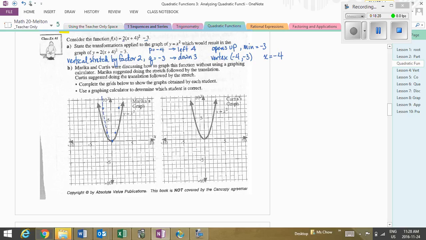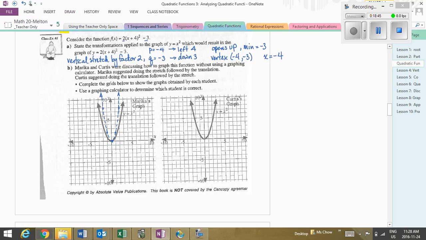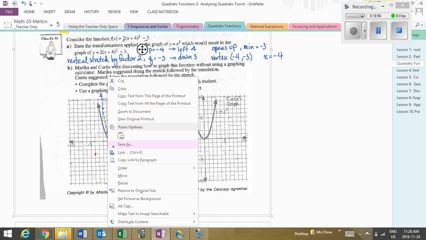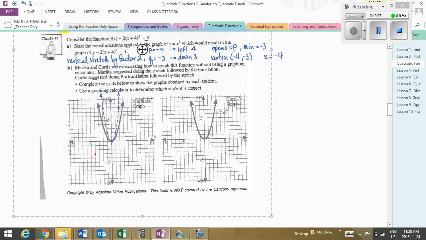And there is that stretch factor happening. And so now we want to translate it left 4 and down 3. So if we go left 4 and then down 3, here's my vertex. So again, from that point, I can either take the points I've already found. So for example, I can take this one and translate that 4 units over and then 3 units down, or I can just start counting again.